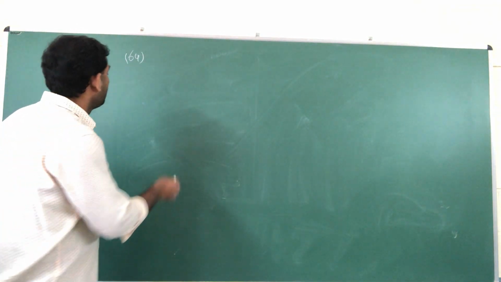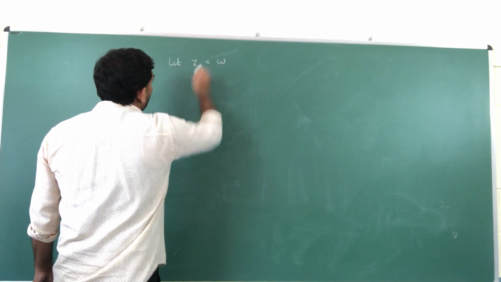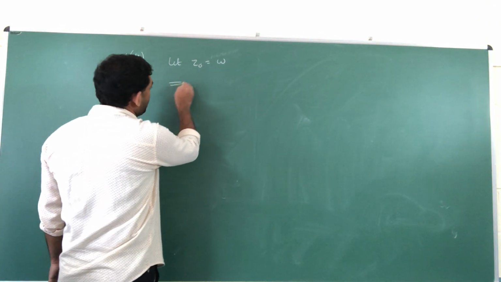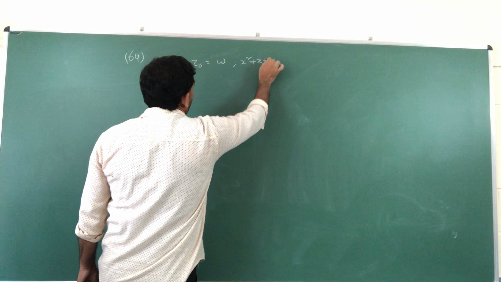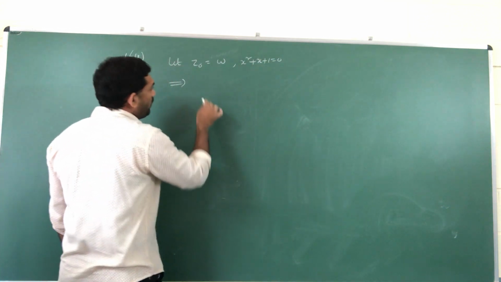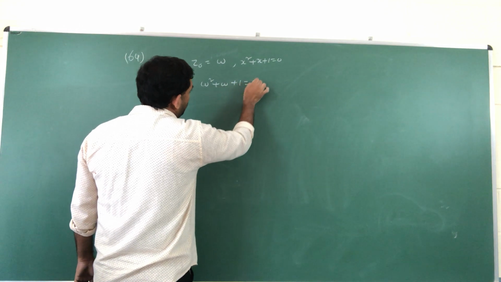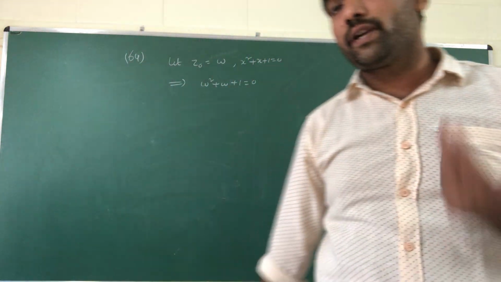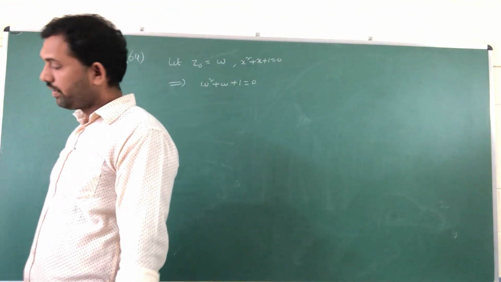Let Z0 be equal to omega, I consider omega as the root of the quadratic equation. So what is our quadratic equation? x square plus x plus 1 is equal to 0. You substitute omega, what happens? Omega square plus omega plus 1 is equal to 0. So Z0 is equal to omega is satisfied by the quadratic equation. So omega is one of the roots of the quadratic equation.